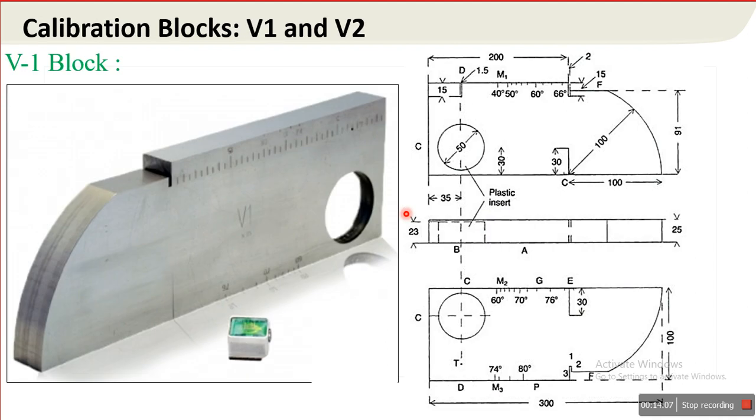So these are the three types, or three categories, of discontinuities. Let us see the calibration of the probe with the help of V1 and V2 block. Okay, I think it is 11:52. So let us stop here. In the next lecture we will see this V1 and V2 block.